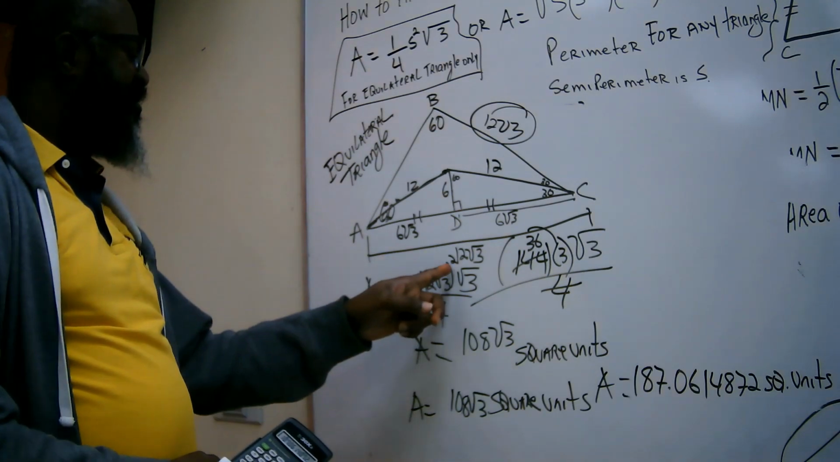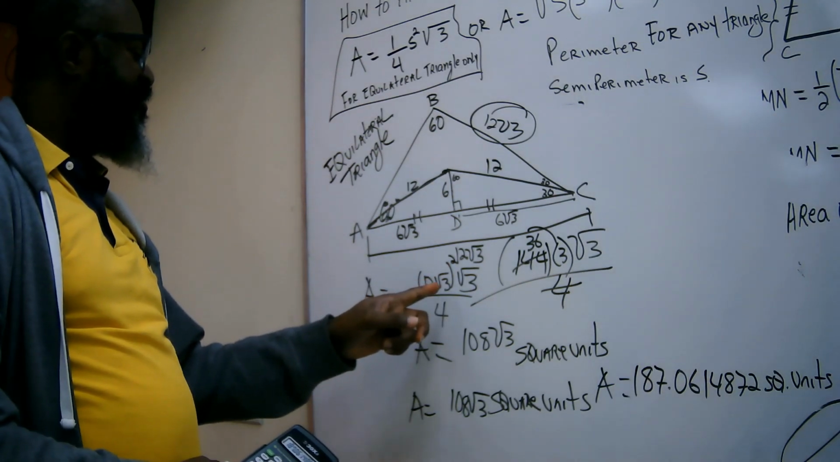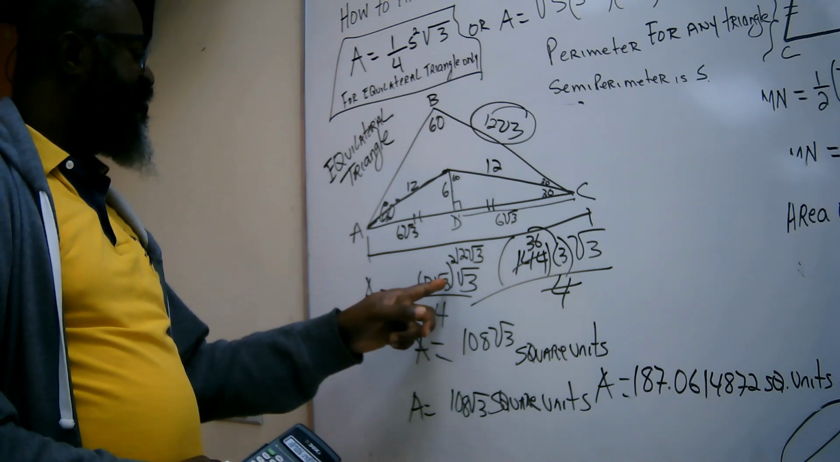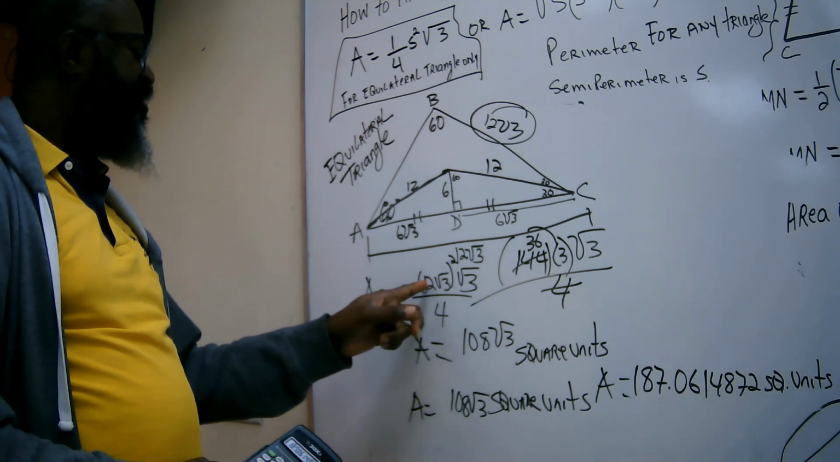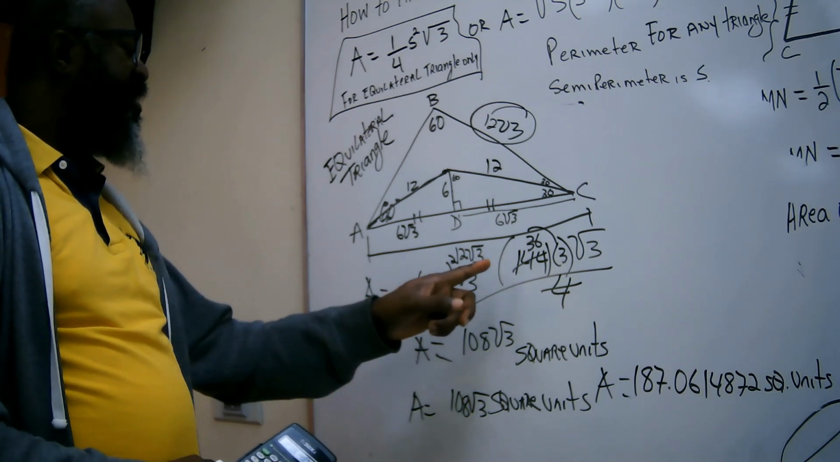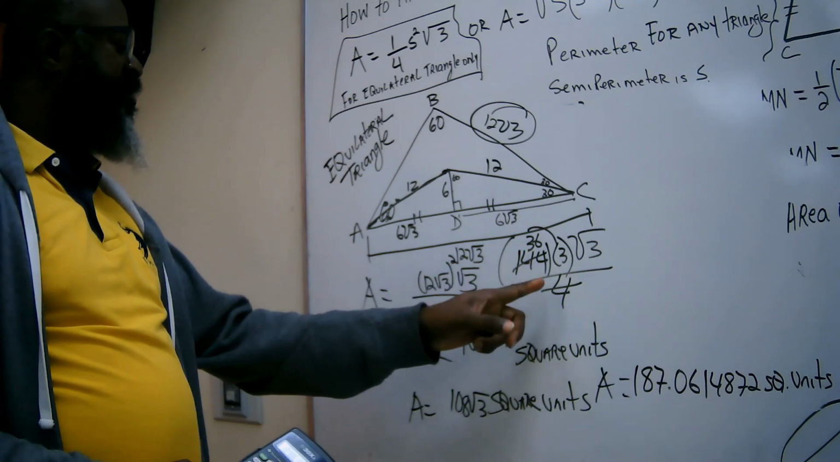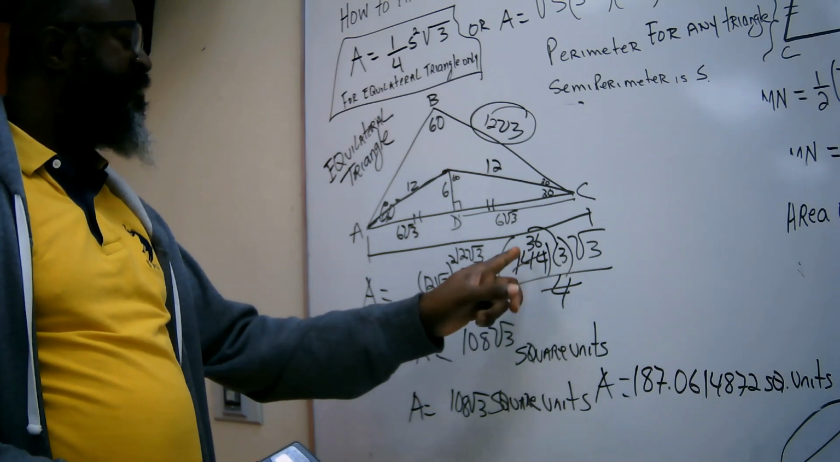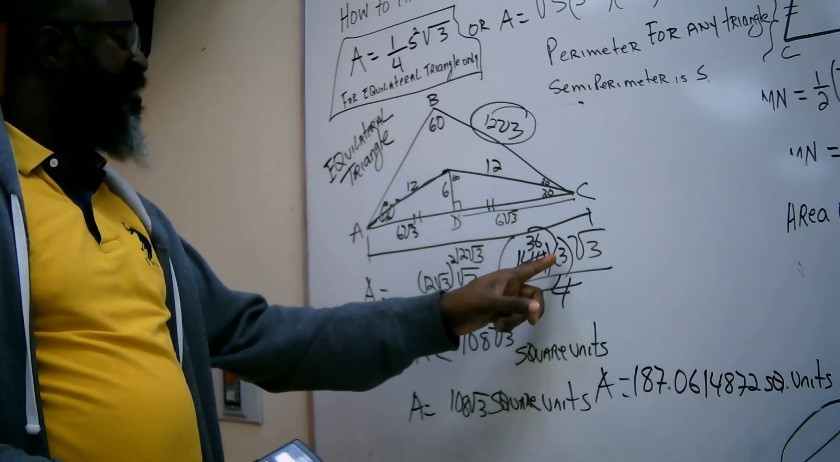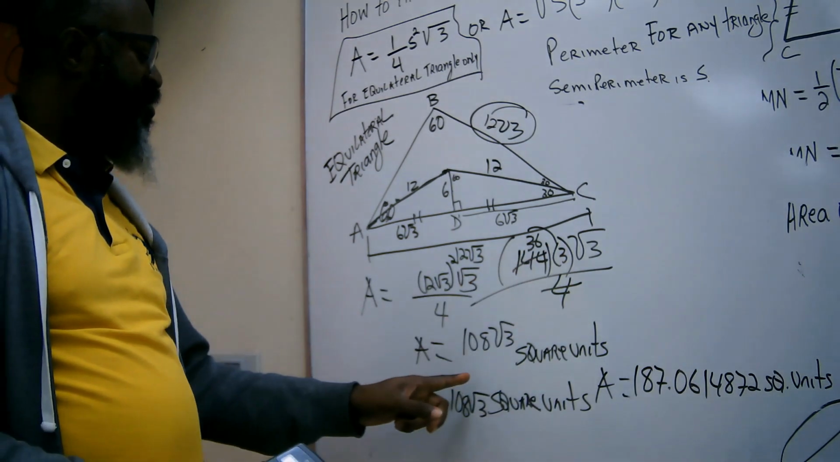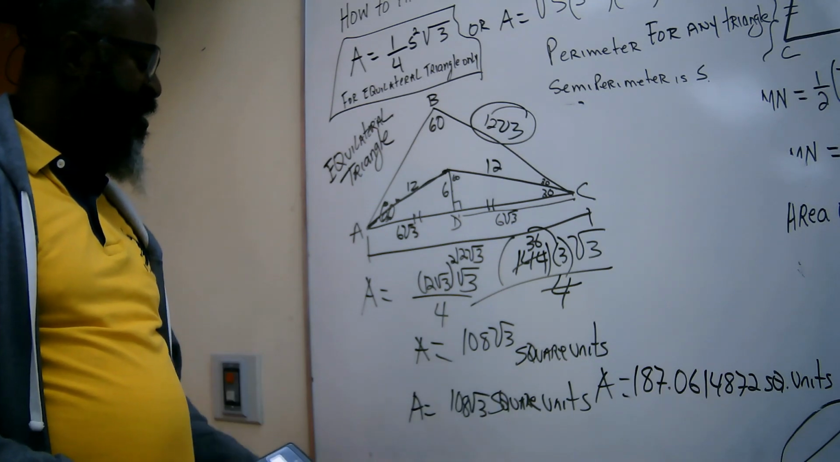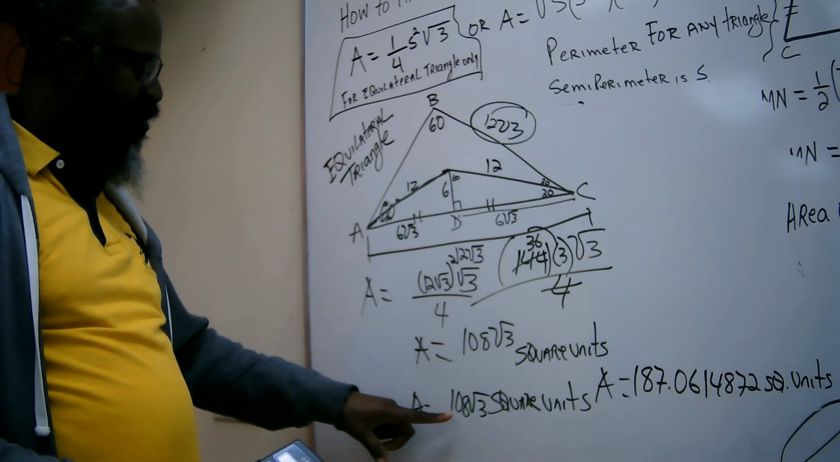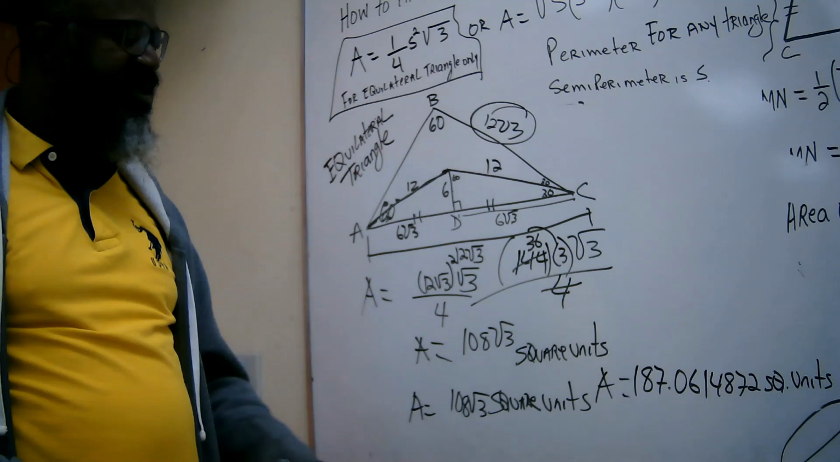Right? 12 squared is 144. Square root of 3 squared is 3. 144 times 3, and 4 goes into 144 36 times. The 4s cancel each other. So you will have 36 times 3 is 108 square root of 3 square units. And when you evaluate 108 square root of 3, it will give you that.